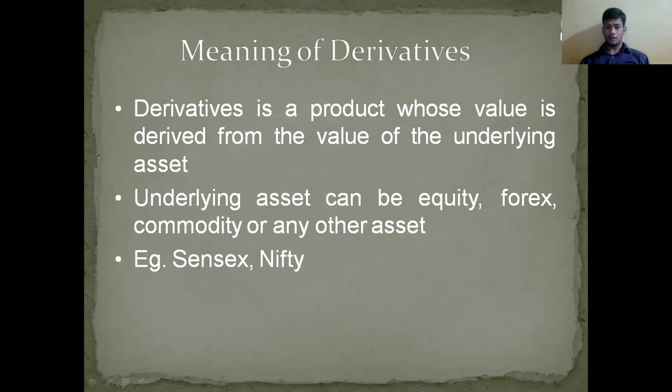For example, Sensex and Nifty. What are Sensex and Nifty doing? They deal in assets like equity capital, debentures and so on, which are also under the demat account, which is dematerialization. SEBI makes the rules for Sensex and Nifty, and equity holders buy and sell the equities under that.